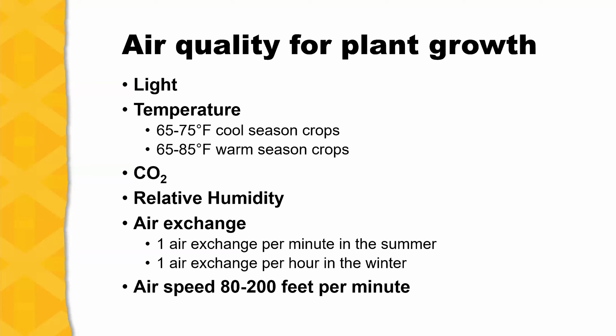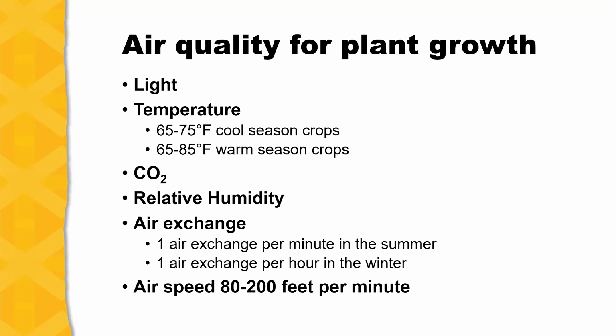Temperature for cool season crops, you want to have between 65 and 75 degrees Fahrenheit. For warm season crops, you want to have between 65 and 85 degrees Fahrenheit. CO2, for most cases, ambient CO2 levels are okay. I think currently we're sitting at 385 parts per million to 400 parts per million CO2 outside in the air environment. And we're going to talk about why we have to look at CO2 when we're growing plants in a closed environment or inside a structure.